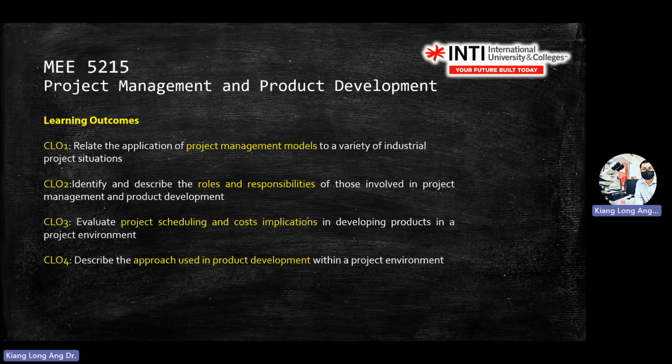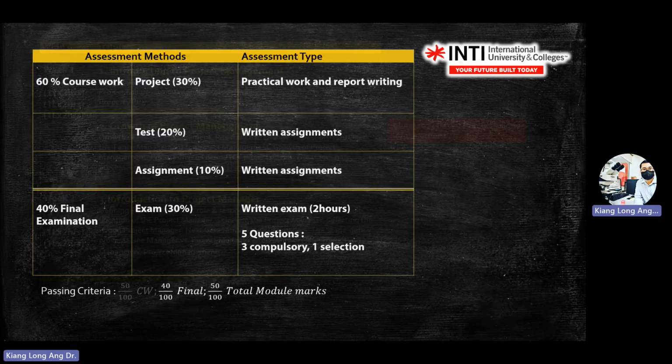Okay, so we have LO1, LO2 for your test 1. We will learn about the project management model, roles and responsibility. We already cleared project scheduling and the cost already. So now we are at LO4, approach used in product development. So chapter 7, chapter 8 will be more on product development. They also have a few calculations, a few more equations to go through.